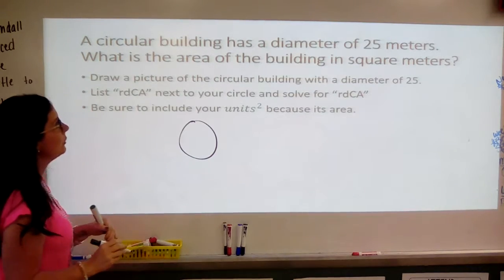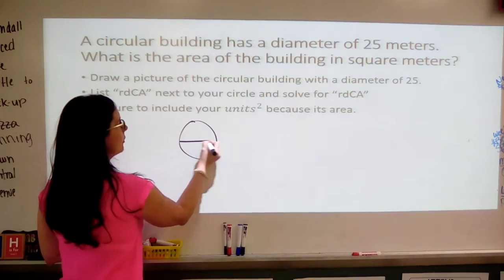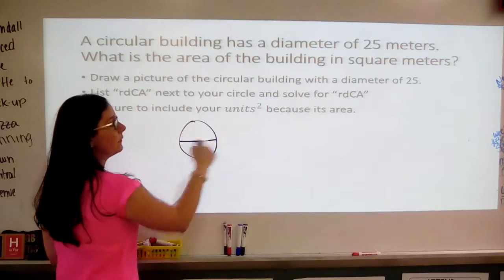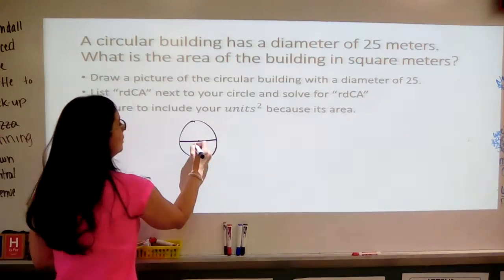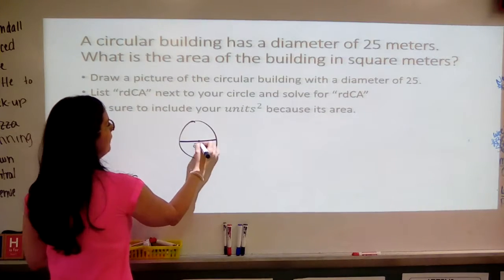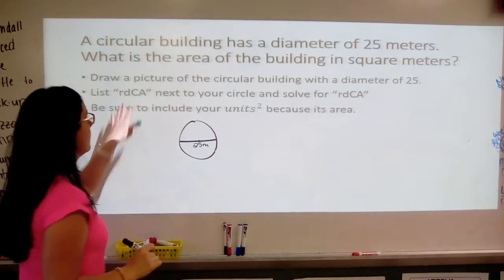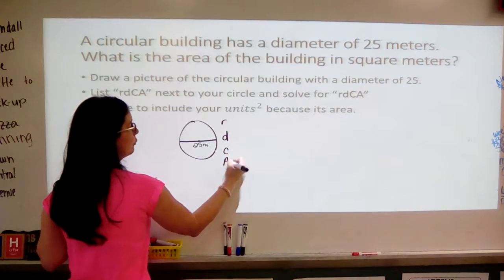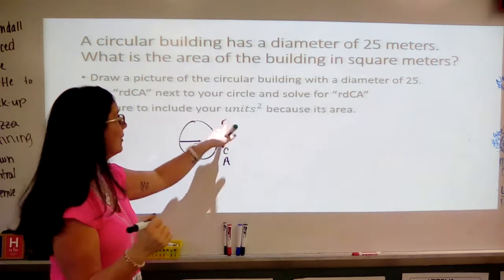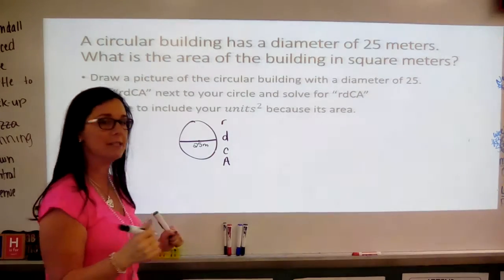So I'm drawing my circle, my diameter. The diameter goes through the center of the circle from one side to another. Radius is only halfway across the circle. So my diameter is 25 meters. My next step would be I need to list RIDCA. You should know what that means, but just in case: radius, diameter, circumference, and area.